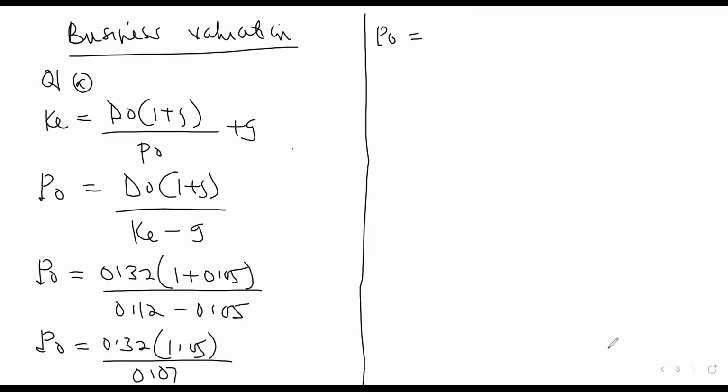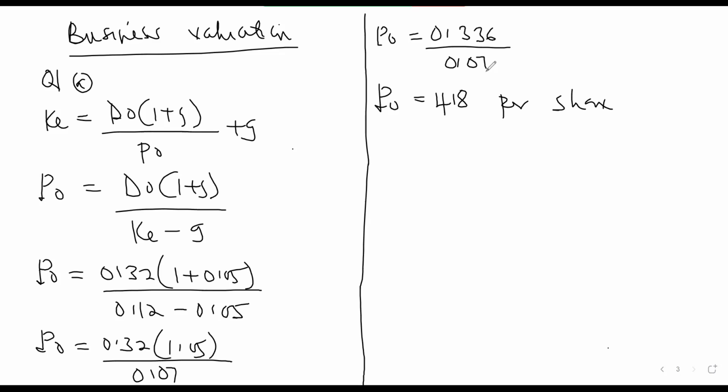So 0.32 multiplied by 1.05 gives 0.336, divided by 0.07. P0 is equal to 4.8. Okay, so the value will be 4.8 per share. So the current market price of the company is 4.8 per share.